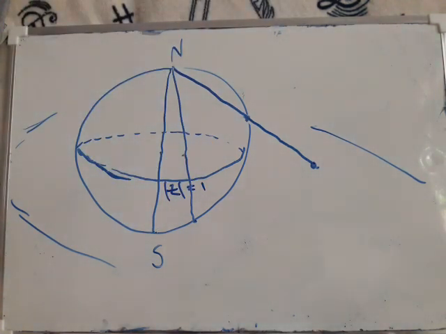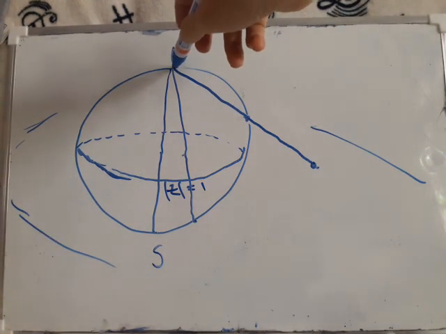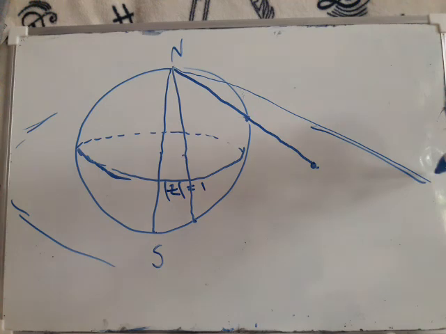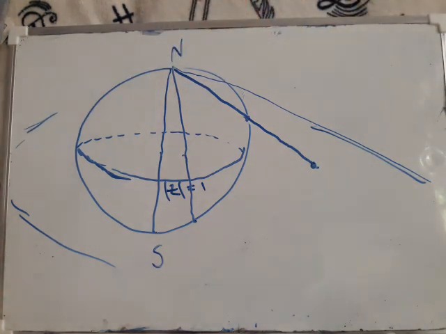But then the question is, what happens to the North Pole? What point does the North Pole correspond to? Well, you see, in the limit, as we get points which are further and further away, they get mapped closer and closer to the North Pole. So in fact, the North Pole represents what's called the point at infinity.